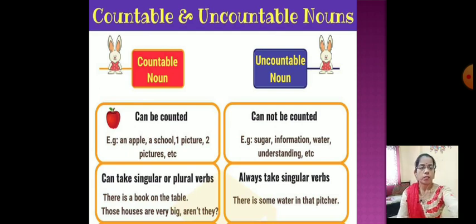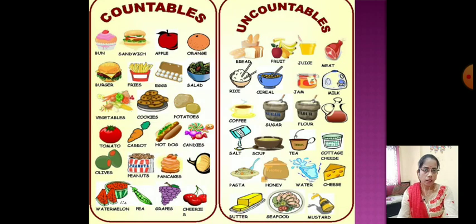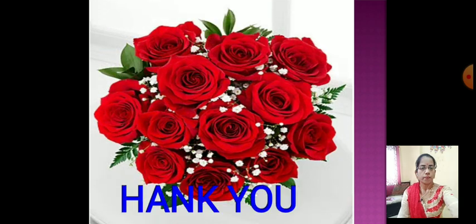Right? Next one, here are some examples of countable and uncountable nouns. You have to write these objects in your notebook by making two tables. First one countable and second one uncountable. Draw the pictures also, so that you can understand which objects we can count and which we cannot count. Okay. Now let's see in the next session. Thank you.